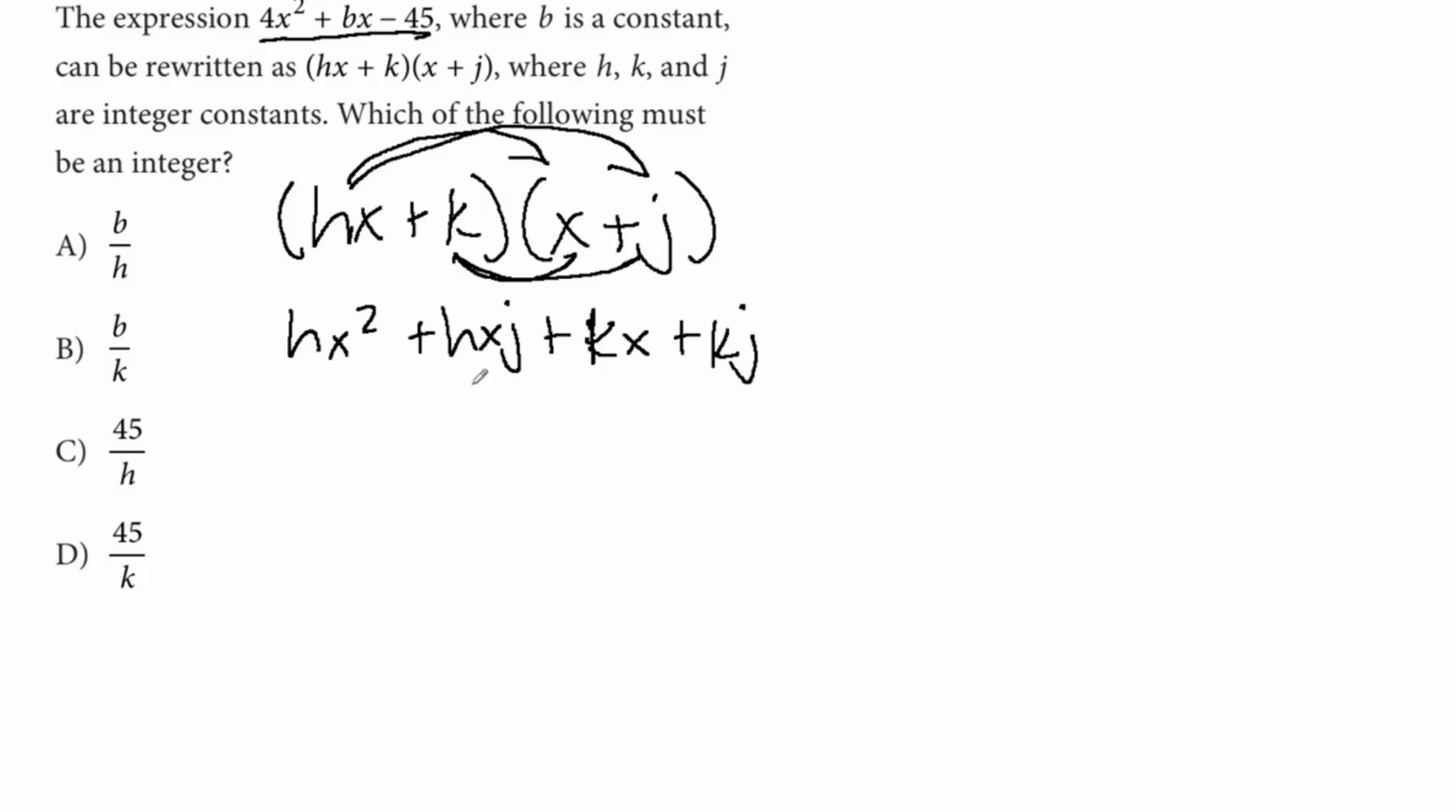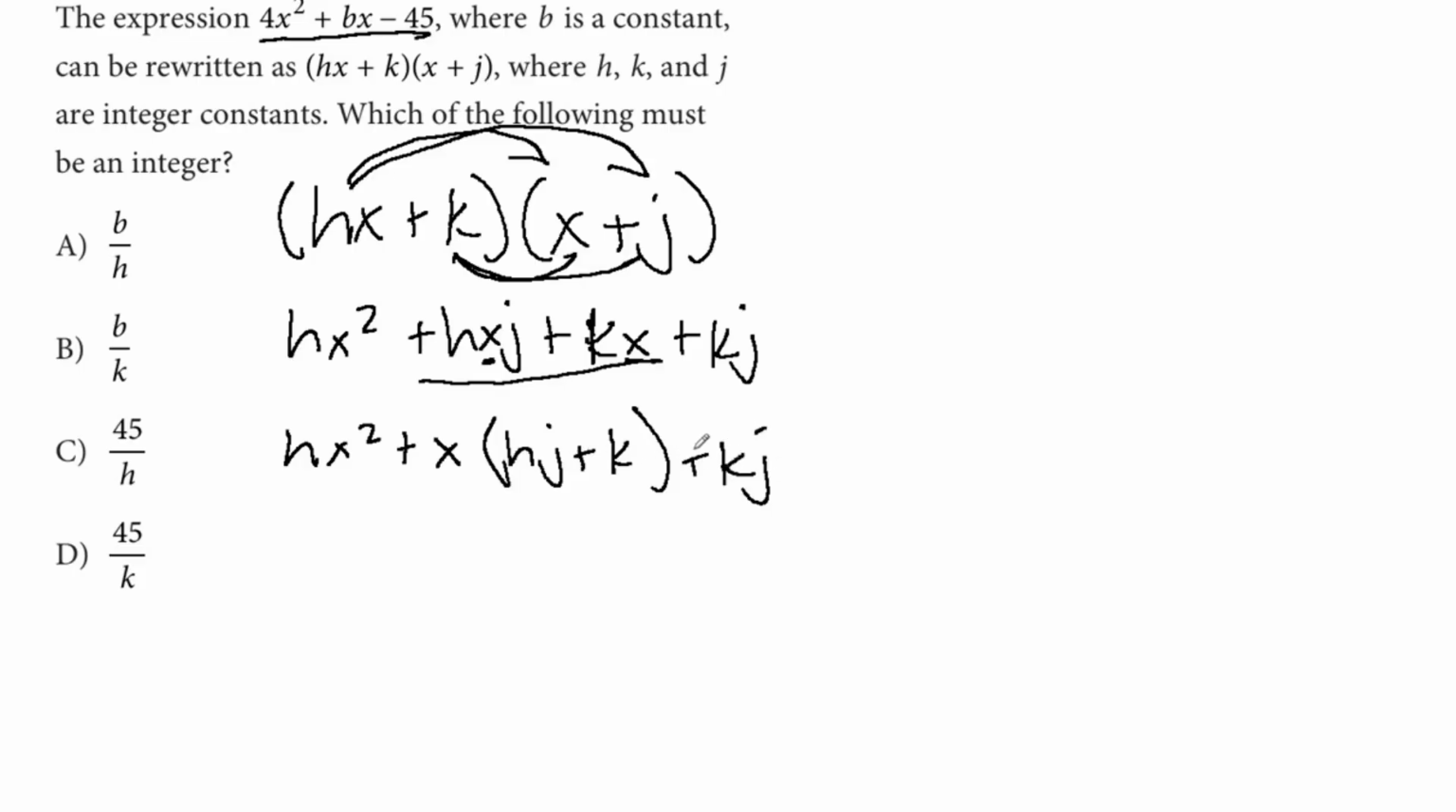Now, one thing I noticed with the two terms in the middle, hxj plus kx, is that they have a common factor of x because these are all just being multiplied anyway. So with the common factor of x, I'm going to factor that out. I'll leave the first term alone, hx squared, but I'm going to factor out that x, and that leaves me with h times j, hj, plus the k here. So now x is distributed into hj plus k, and then plus kj.